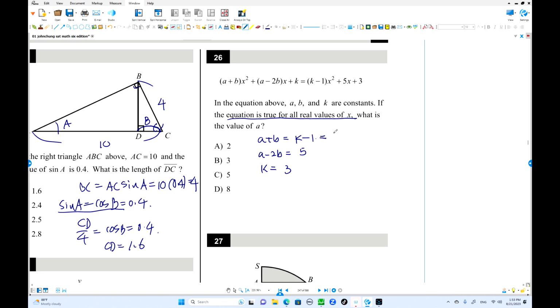If k equals 3, over that is 2, right? So a plus b is 2, a minus 2b is 5. When you subtract, that is 3b equals negative 3. b equals negative 1. But that's not the answer, okay? That's when you find the value of a. A minus 1 equals 2, right? b equals negative 1. So a equals 3 is the answer. Underline over here, they're asking you the value of a, not b.